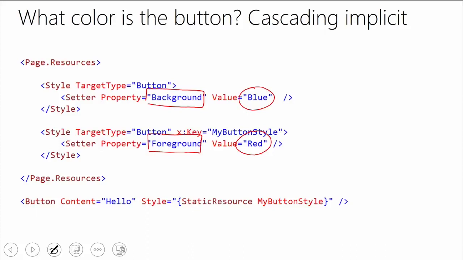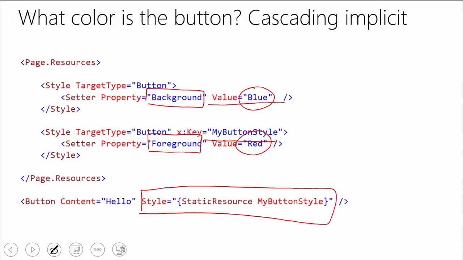As you can see down here in the style of the button, we have set the explicit style to my button style. Here's my button style, that's this one right here. It is saying that the foreground is supposed to be red, but it's not overriding the value of the background that is supposed to be blue above it. So the key here is, does the button get a composition or an aggregation of both those styles, or does it get just one or the other?